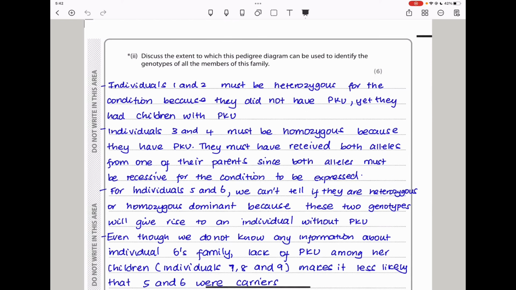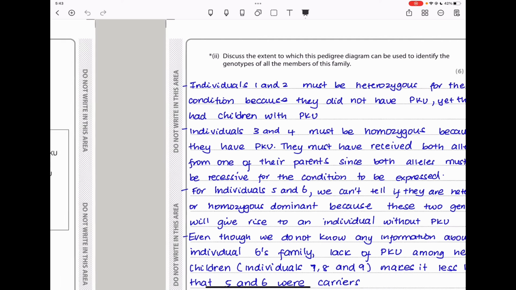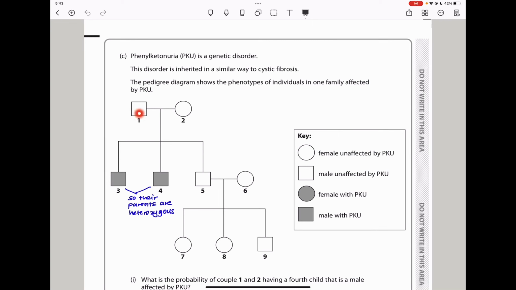Let us continue. So here they say, discuss the extent to which this pedigree diagram can be used to identify the genotypes of all the members of this family. I want to take you back to this pedigree diagram. Remember, individual 1 and individual 2 have individual 3 and individual 4 as children. Now, although individual 1 and 2 do not show the phenotype of this condition, we see that individual 3 and 4, who are children of individual 1 and 2, have this condition. This shows that their parents are heterozygous for the condition. So now we can know the genotype of this, and that is heterozygous.